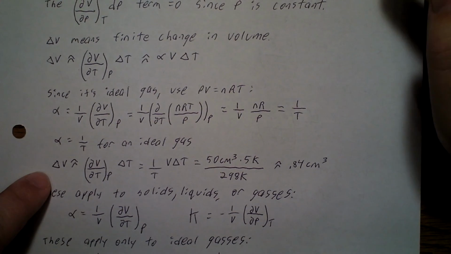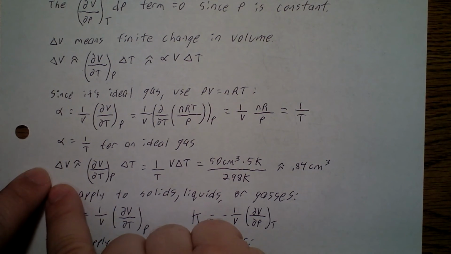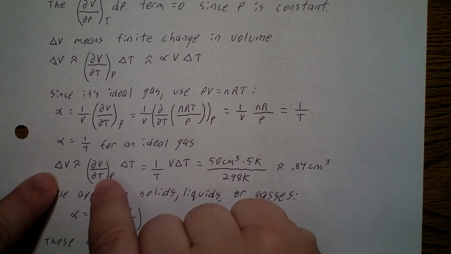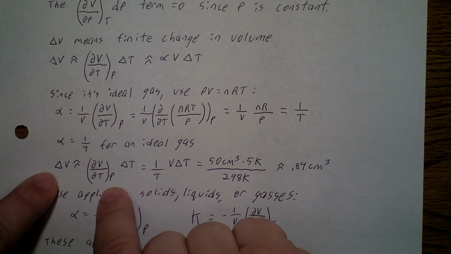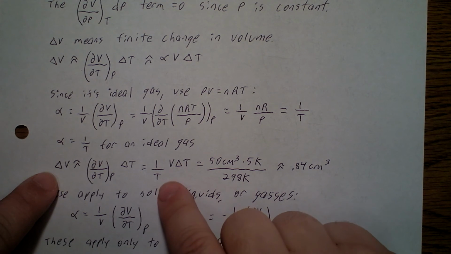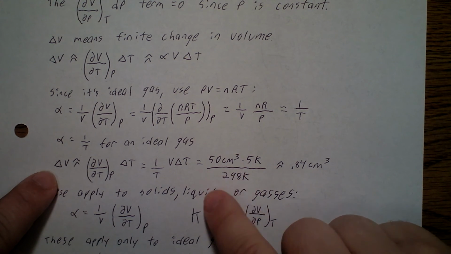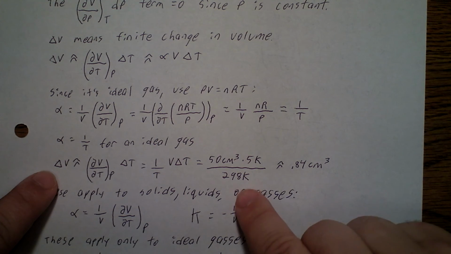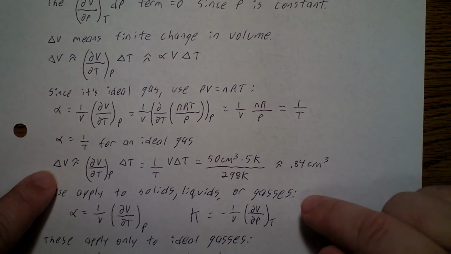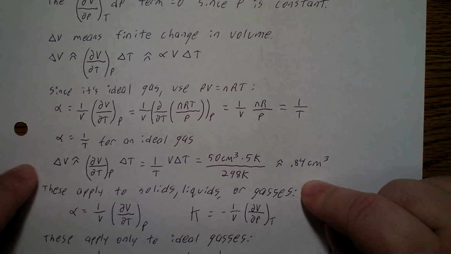Now, back to the example. Delta volume is roughly equal to the partial derivative of volume with respect to temperature holding pressure constant times the change in temperature. So we substitute that in, and we get 1 over temperature times volume times change in temperature. So we have 50 centimeters cubed times 5 kelvins divided by 298 kelvins. So the answer is about 0.84 centimeters cubed.